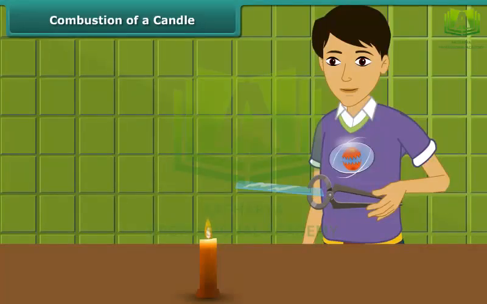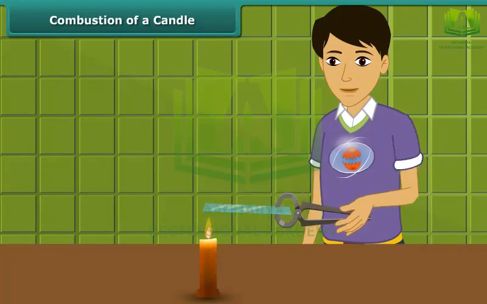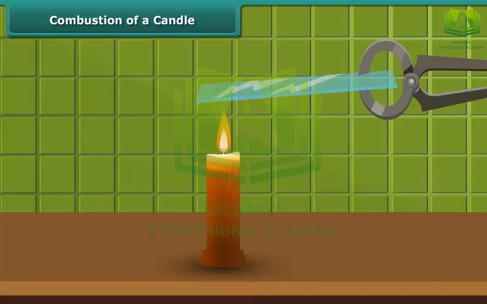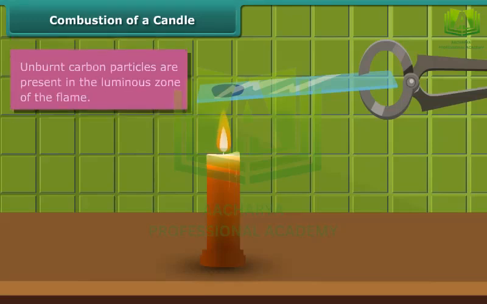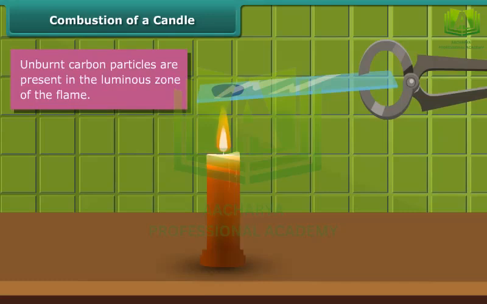Let us watch Rohan performing an activity. He is introducing a glass plate into the luminous zone of the candle flame with the help of a pair of tongs. The glass forms circular blackish spots, indicating the presence of unburnt carbon particles in the luminous zone of the flame.